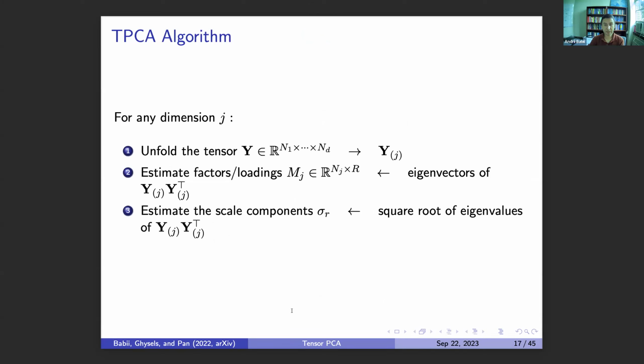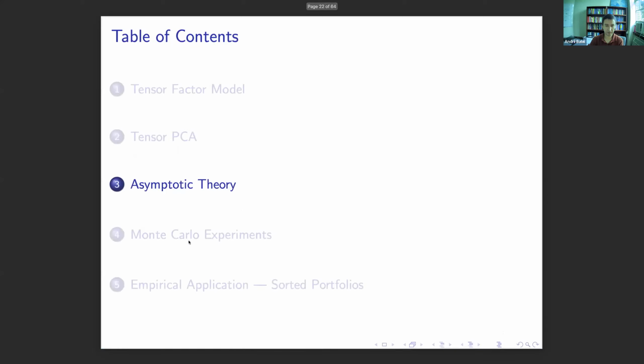So this is the complete procedure, the Tensor PCA algorithm, as we call it. For every dimension j, we will unfold the tensor. We will get factors or loadings denoted by Mj as the leading R eigenvectors of the sample covariance matrix. And then we will estimate the scale components taking the square root of eigenvalues of these matrices. So next, I will present some supporting asymptotic theory for this procedure.